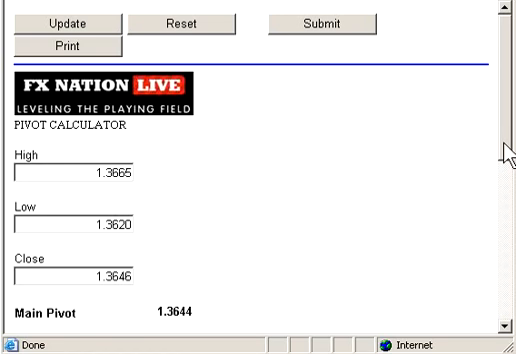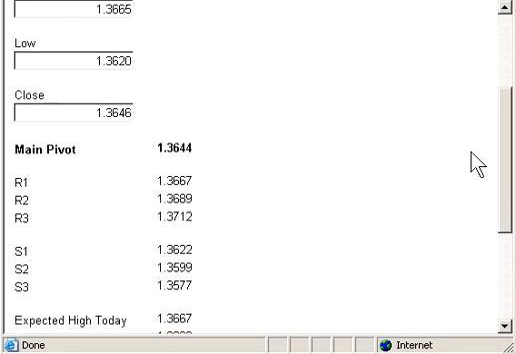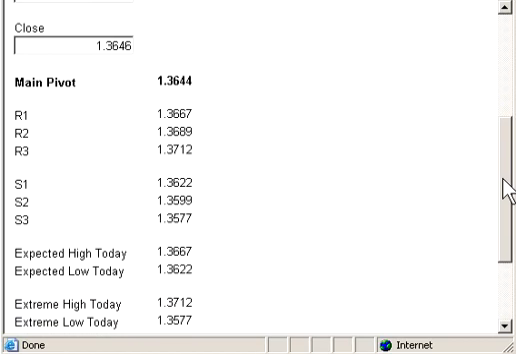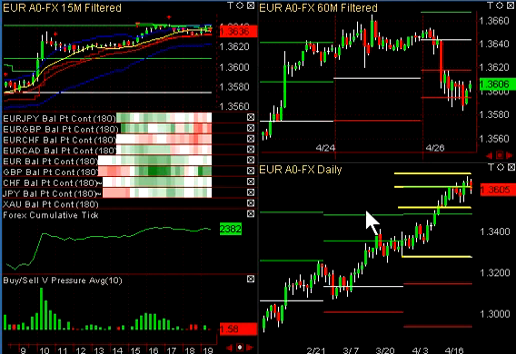So as you can see, we popped in the high, the low, and the close that we found earlier. And just click Update. And you can see it's changed the main pivot to 1.3644. It's given you 3 resistance levels and 3 support levels. And we also give you the expected high, the expected low for the day, and then the extreme high and extreme low for the day. This is an invaluable tool in your Forex trading.